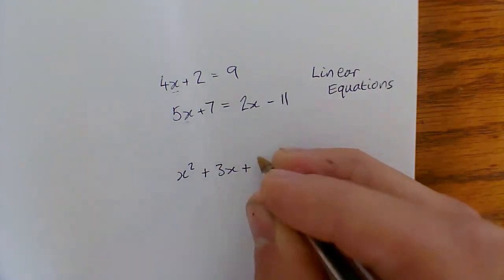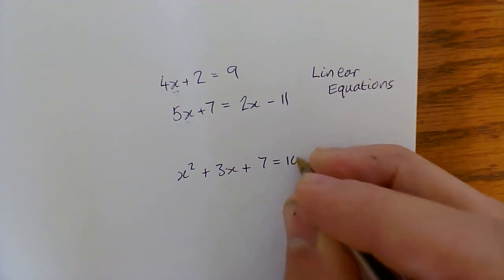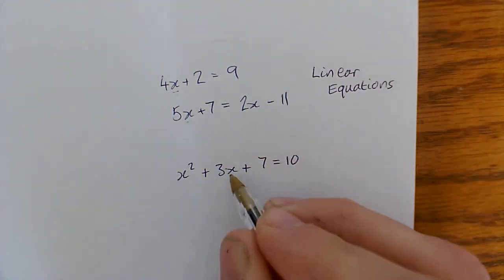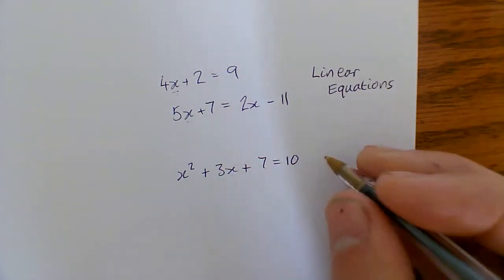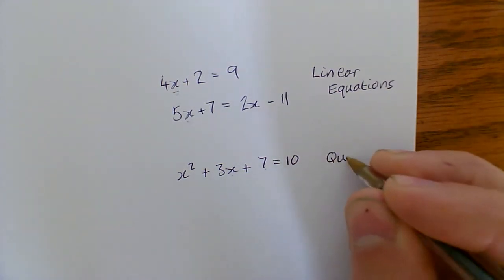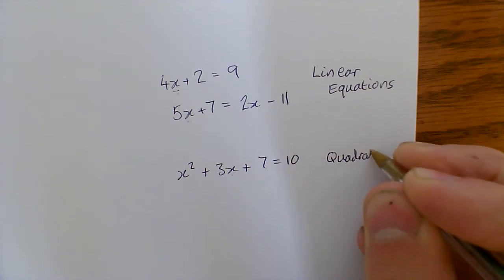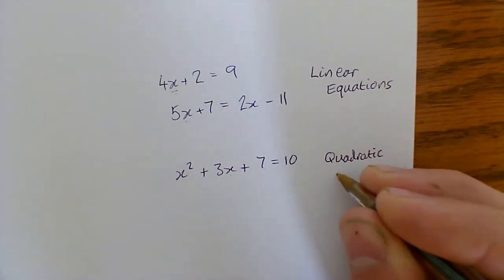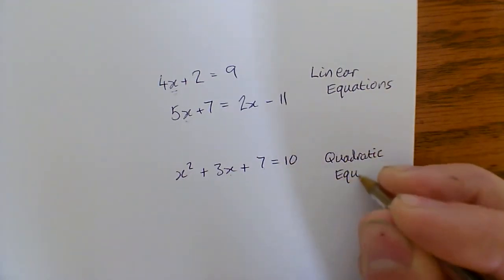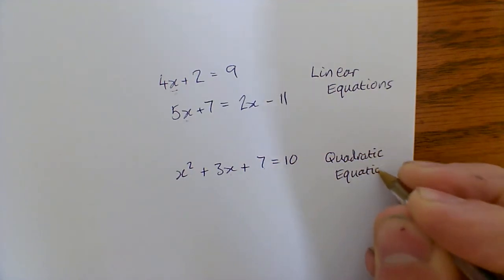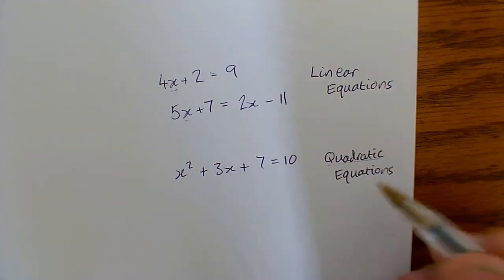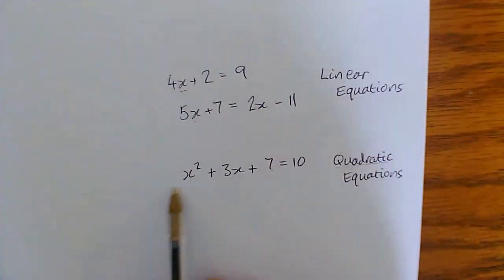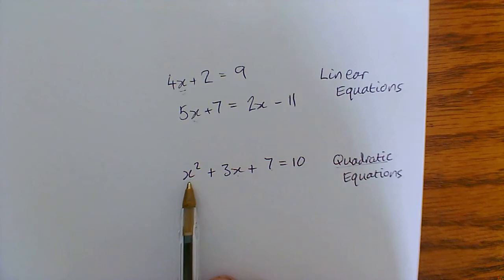And those equations can be quite complicated. You can have x squared and x's and numbers. Those are called quadratic equations. You will see other names for them, but at the moment we're going to call them quadratic equations. That's the name that you'll see most commonly. And quadratic equations are a whole lot more complicated because they have this x squared.